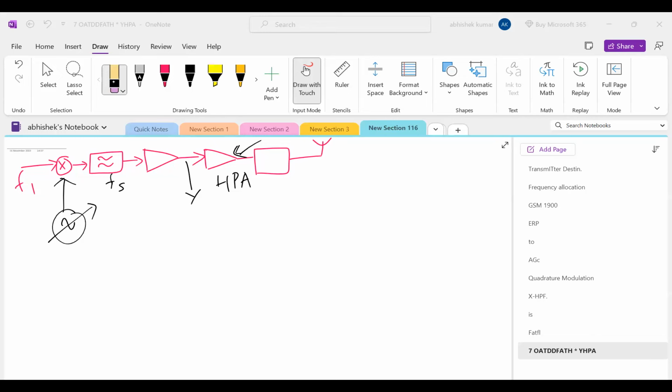They can ask you these diagrams also, like digital QAM, those things. So you have to tell me whether you are getting these graphs and block diagrams or not. If you're not getting it, then you have to let me know.